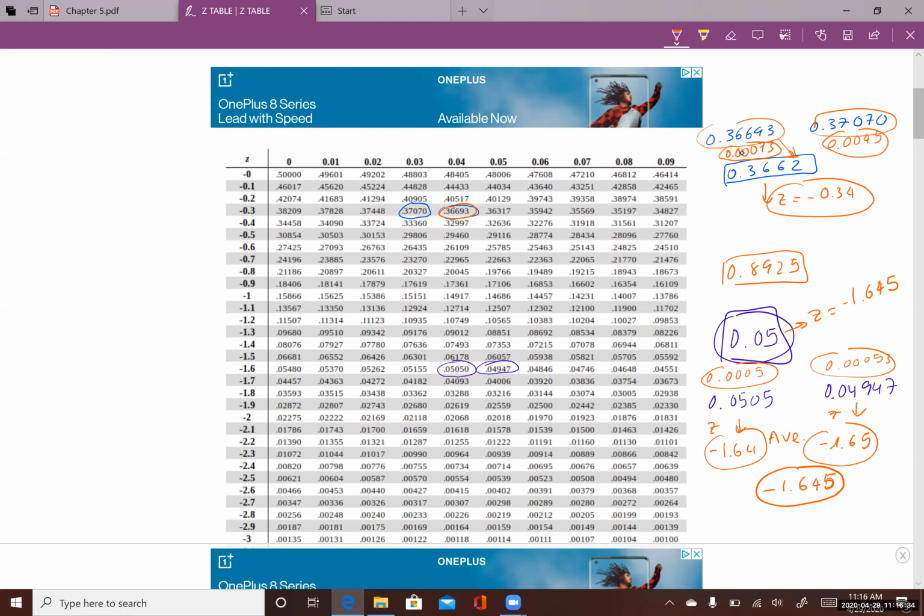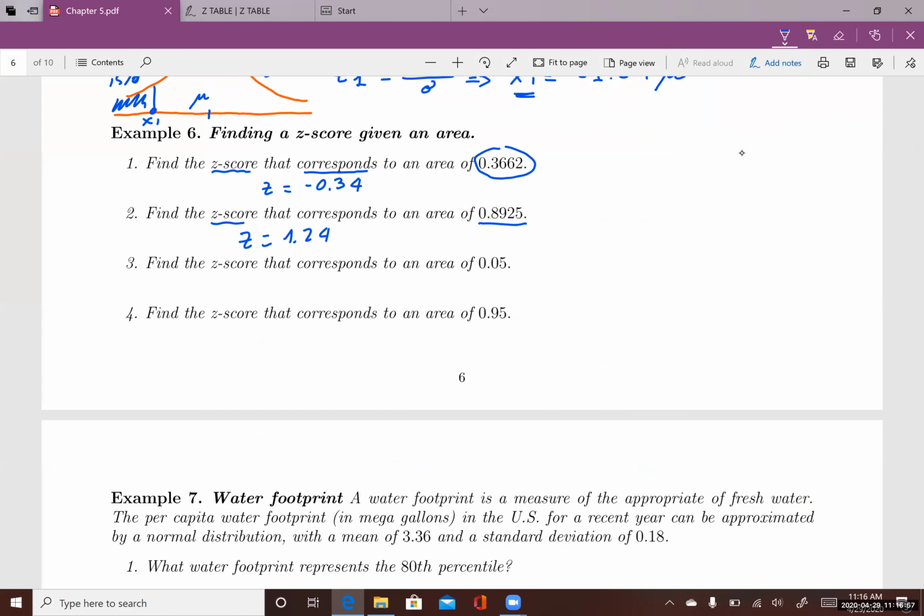The first value, the distance from these two points are far away from each other. So this is 0.045 and this point 0.00073. So for sure this one wins a fair game. But compare these two values, they are very, very similar. So that's why we're taking the average of the two. So the answer is negative 1.645.